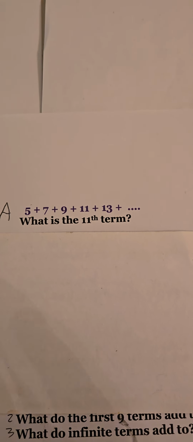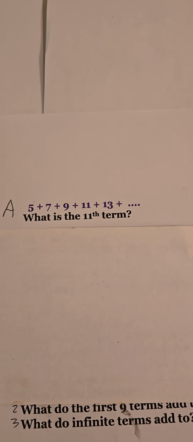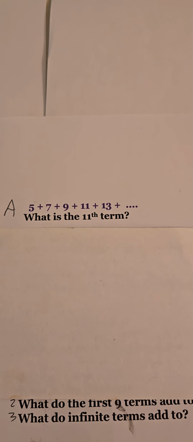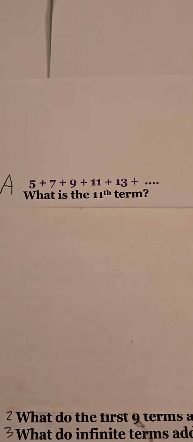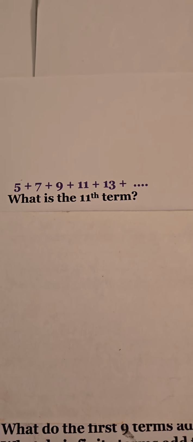I'm going to give you a few seconds to decide if it's arithmetic or geometric, and also to think about what the question is. Okay, I say it's arithmetic because each term's going up by 2, and the question is, what is the 11th term? It's not what do the 11 terms add up to. So I want the formula for an arithmetic for finding the nth term.